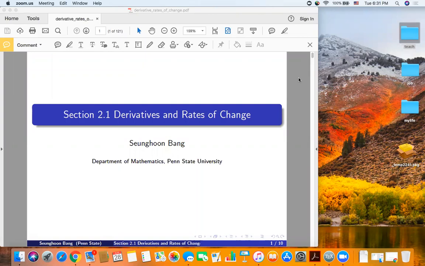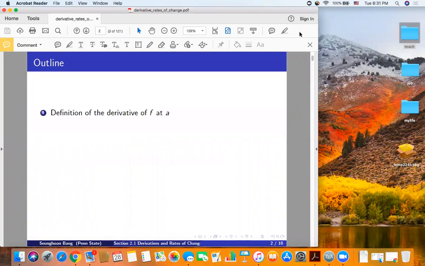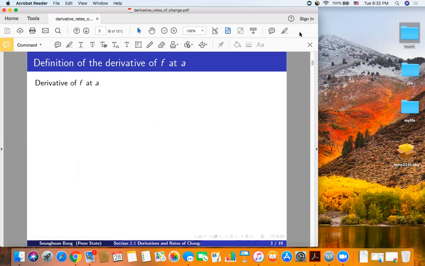Okay. Today I want to talk about section C, 2.1, the derivative and rate of change. So this is the outline. I'm going to talk about the definition of the derivative of f at a, the slope of the tangent line, velocity and rate of change, and problems. The first one is the definition of the derivative of f at a.